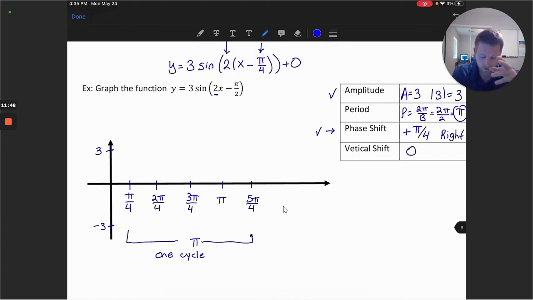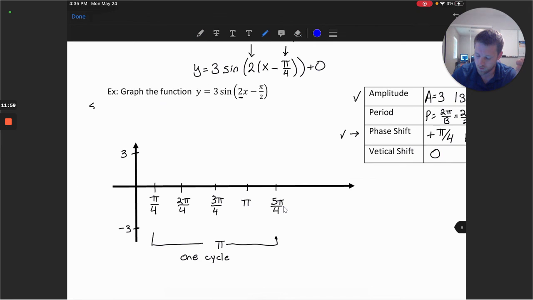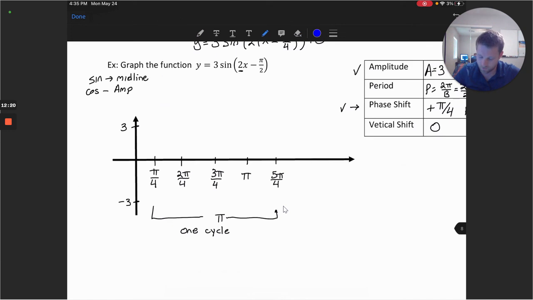So another key item that we're going to want to think about is that the sine function always starts at the midline. So we can always think sine always starts at the midline. The cosine is at the amplitude. And just to check this for our starting point one time, we can just do a test point here to see where we start, if you wanted to.